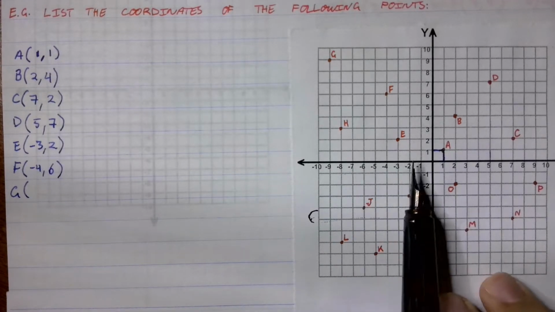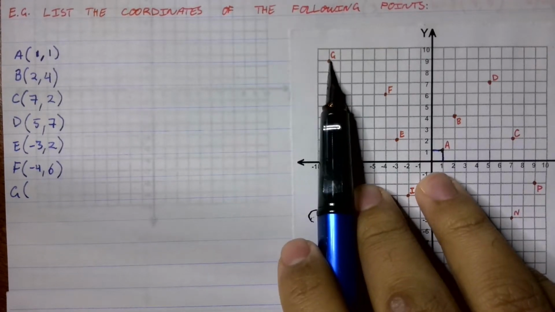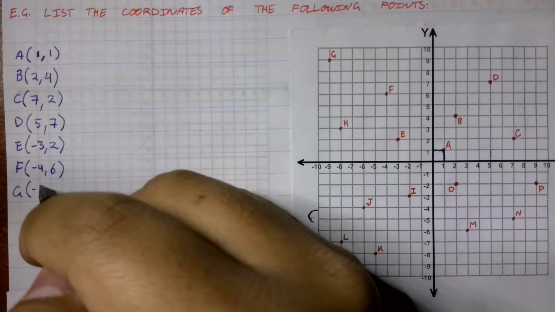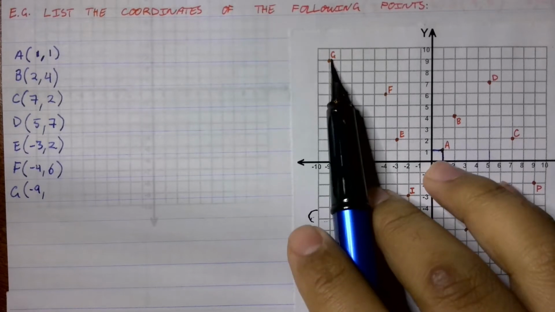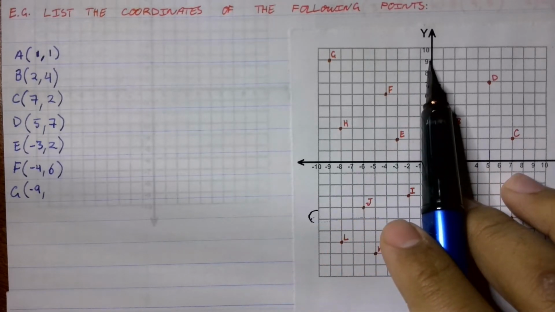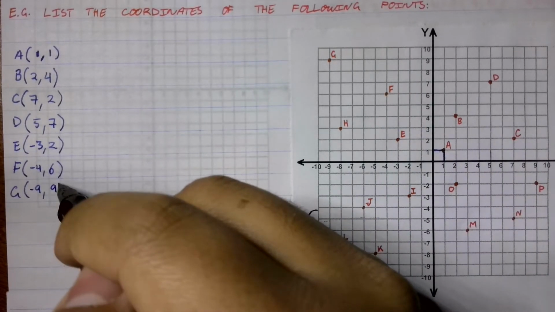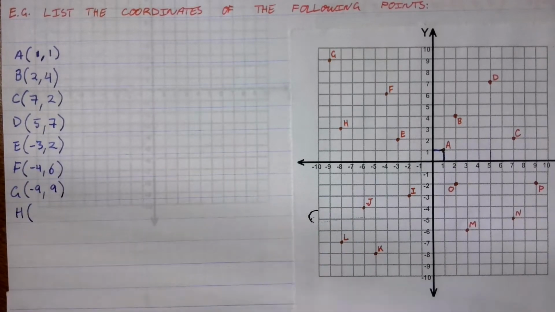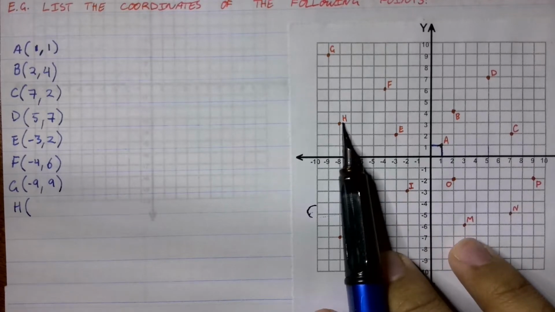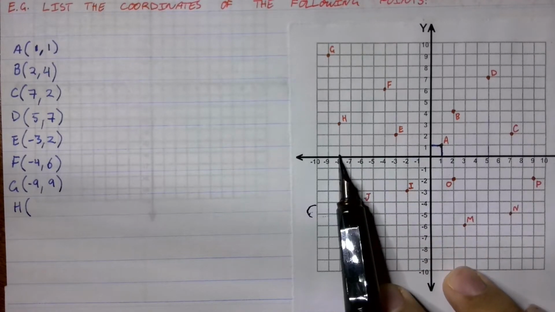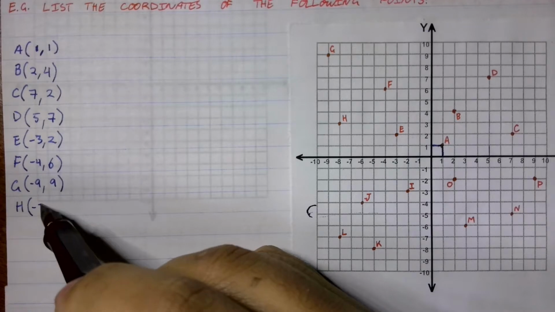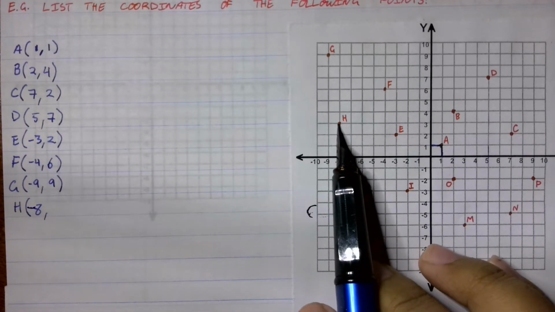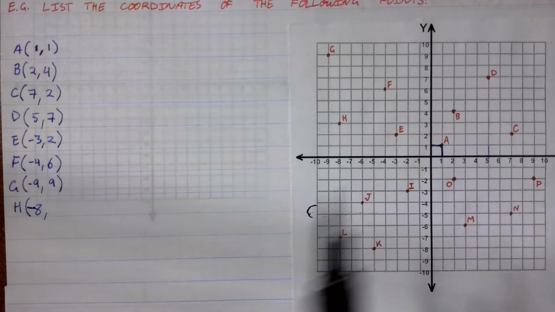G, it's all the way up here. G is -9, and the y value is 9. H. H here is -8. Oops, make sure you can see the negative there. H going across 3.